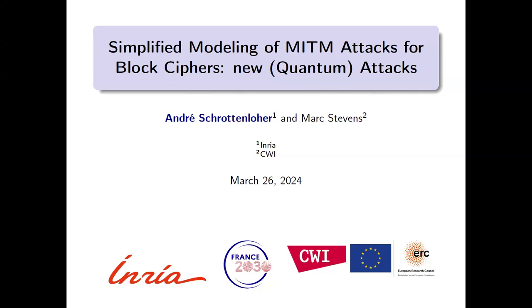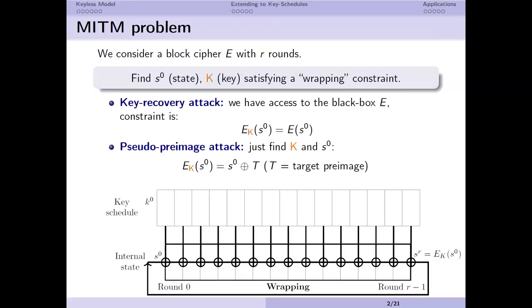Thank you for the introduction. So yes, this is joint work with Max Stevens, and it's going to be about meet-in-the-middle attacks, or yet another modeling for this session. So we're going to consider this kind of problem. Let's take a block cipher, and the block cipher has many rounds. And the goal is to find an internal state and a key which are going to satisfy some constraint that relates the input and the output of the block cipher.